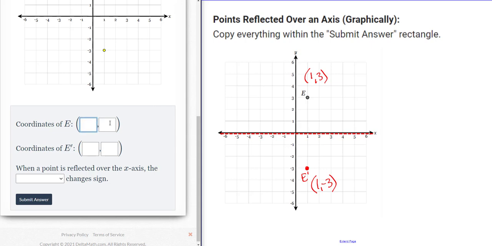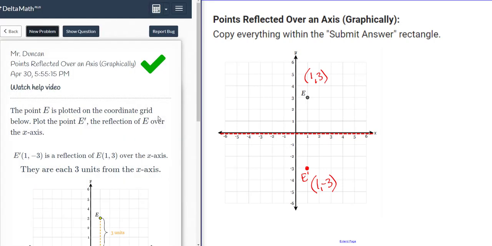The ordered pair for point E, again, you don't have to graph this like I drew it over here, but my ordered pair for that is 1, 3. The coordinates of E prime is 1, -3. When a point is reflected over the x-axis, let's see, they give us a choice. Does the x coordinate change, or is it the y coordinate? Well, my x values are 1 and 1, so that doesn't change. So it looks like the y coordinate changes. I'm going to hit submit on that answer.